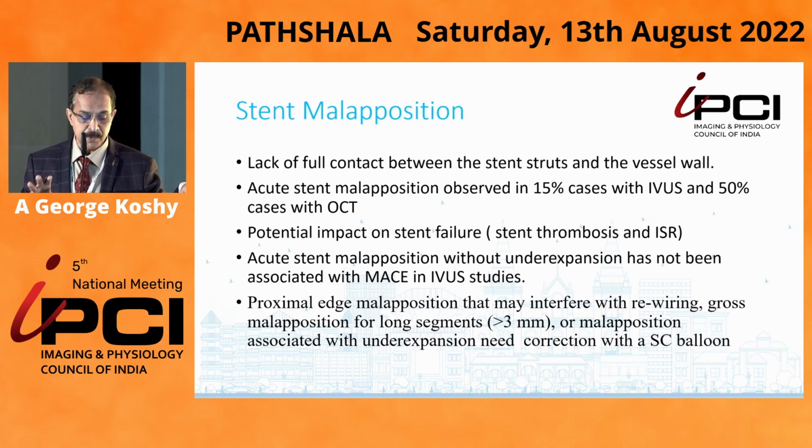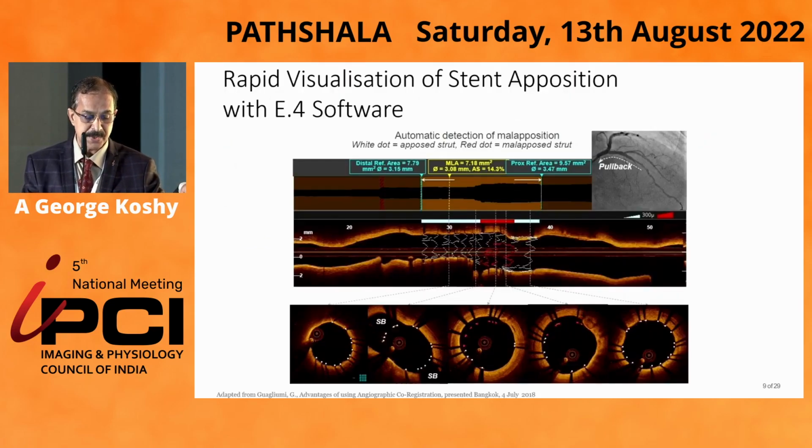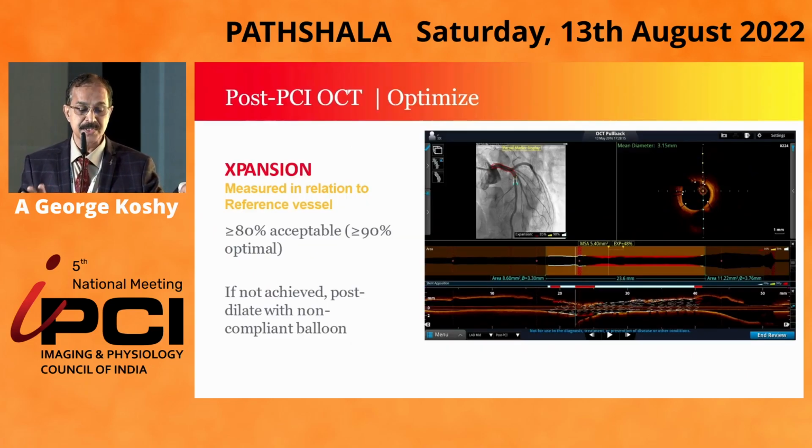Gross malapposition of long segments, or malapposition associated with under-expansion, needs correction with a semi-compliant balloon. And that is what is shown: longer than 3 millimeters and exceeding 300 microns. They require dilatation with a semi-compliant balloon. And we have the rapid visualization of the stent apposition with the E4 software, so that the white dot indicates a well-apposed stent, whereas a red dot indicates a malapposed stent, as is clearly seen.